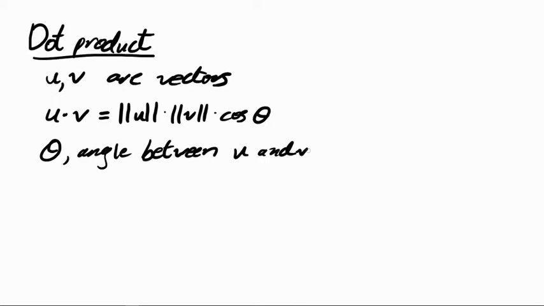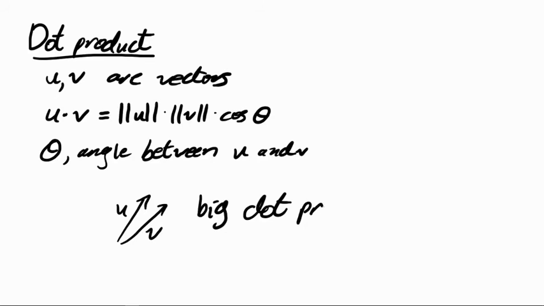And there are several ways to think about this. The way I like to think about it is it's sort of a measure of similarity. So if you have u and you have v and they're going in a similar direction, you get cos theta being really close to 1, so you get a big dot product.